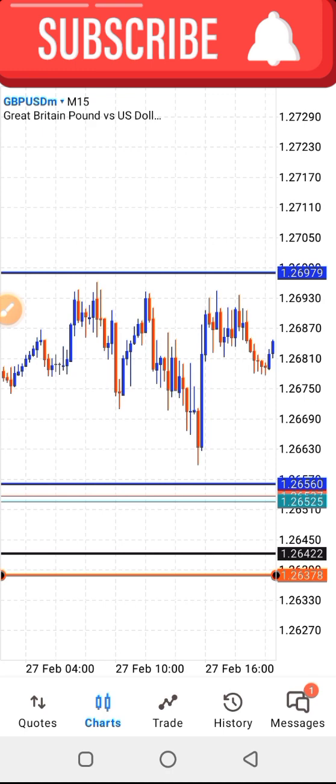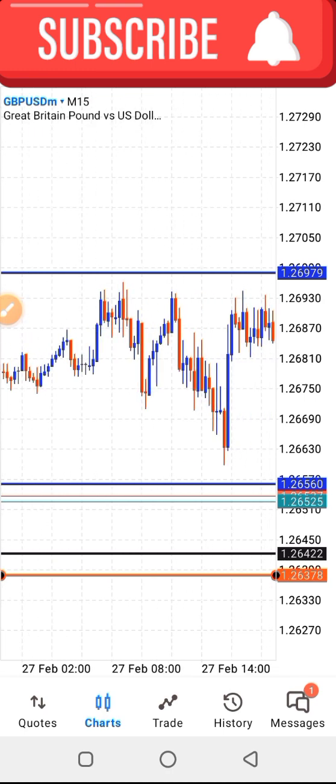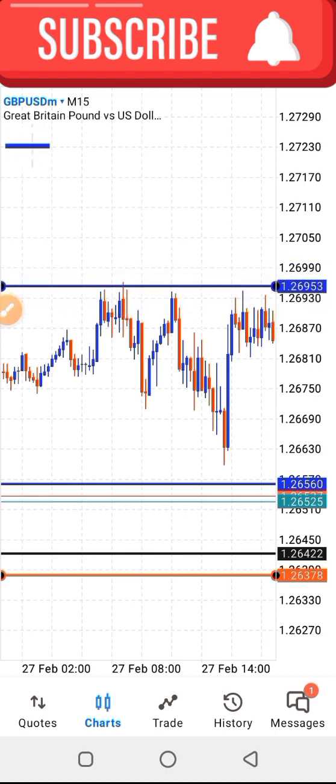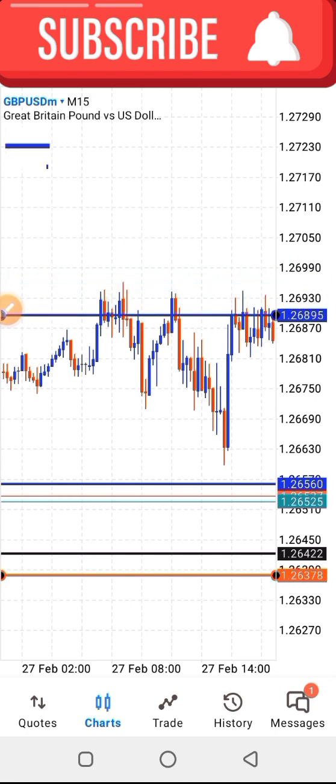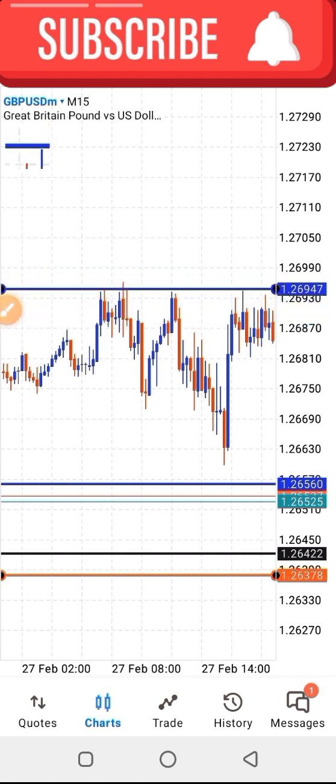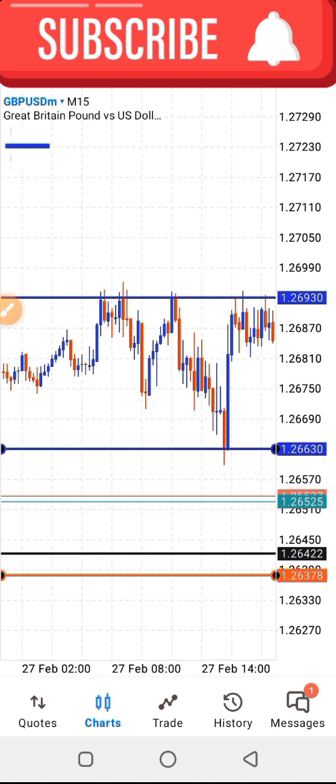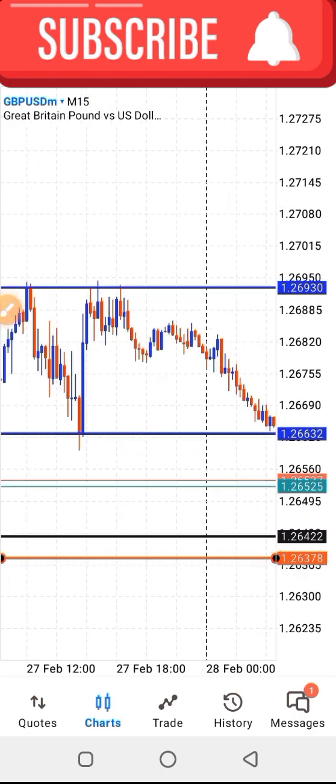So the next thing for you to do is to readjust the high and low. You move the lines in order to place them on the high of Tuesday and the low of Tuesday. I think this is the highest point for Tuesday, and this is the lowest point for Tuesday. Then you move on to Wednesday to see what's going to happen.